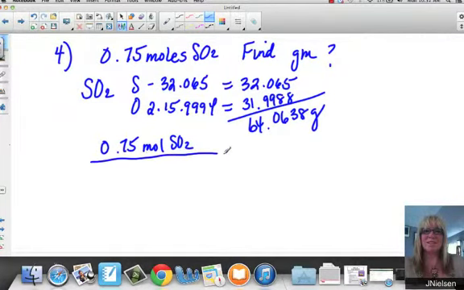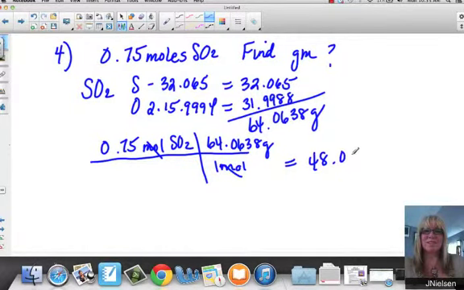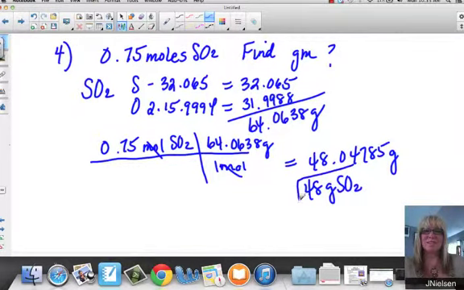Starting with our moles, we know that 1 mole equals the GFM. Moles cancel. So we just multiply the two together and we get 48.04785. So this is 48 grams of SO2.